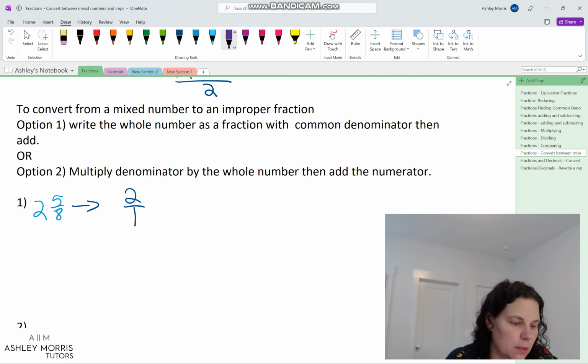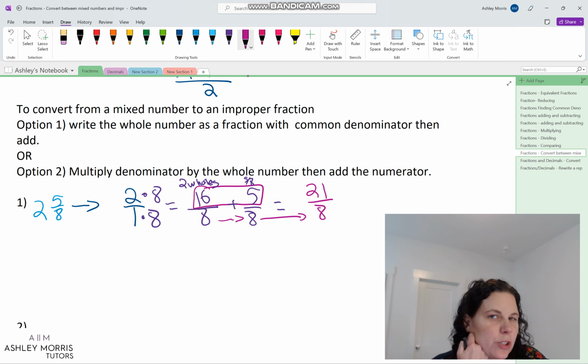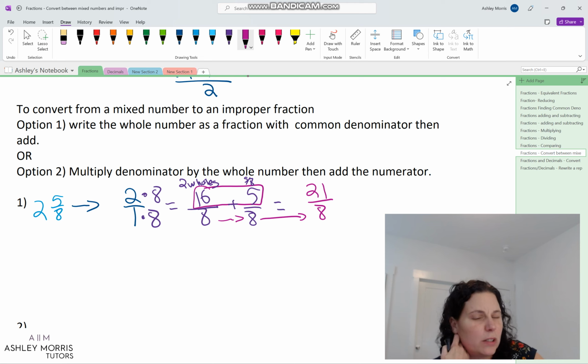And then I'm going to multiply to make it into a fraction with an 8 on the bottom. So 1 times 8. And we got to do to the top what we do to the bottom. So 16/8. And then we're going to add 5/8 to that. So this is the 2 wholes. And this is the 5/8 that was left over. So when we add the top and leave the denominator the same. And usually you won't reduce this unless the original problem could be reduced. Typically speaking, this will not reduce.